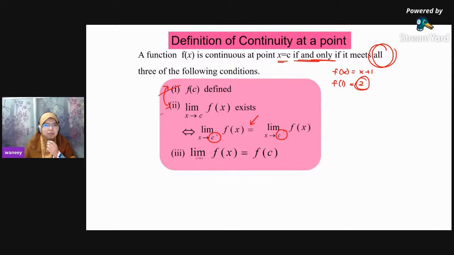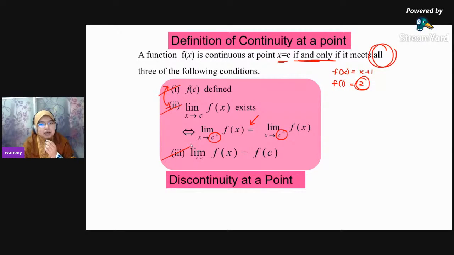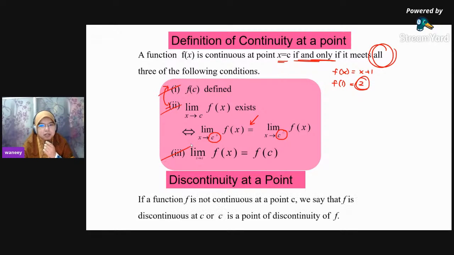Okay, so these three of them, you must remember them. So this is continuity at a point. If a function f is not continuous at a point c, we say that f is discontinuous at c, or c is a point of discontinuity of f. So if it does not satisfy any of the conditions, we say that f is discontinuous at that certain point, or that certain point is the point of discontinuity.